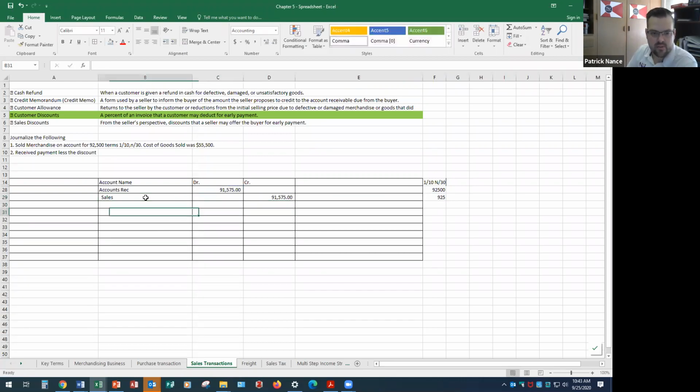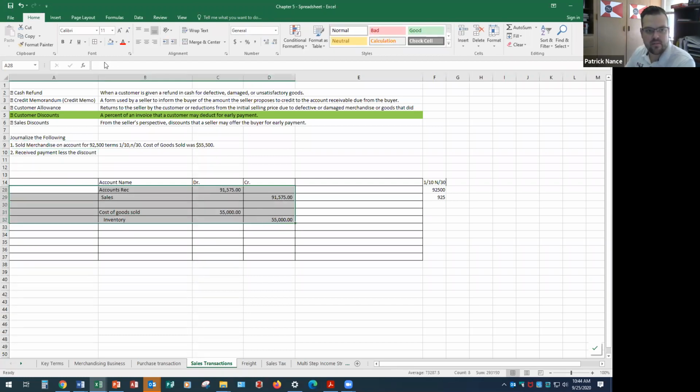And then remember, for a sales transaction, we always have two parts to it. I also need to record the cost of goods sold. Discounts don't affect the cost of goods sold. Cost of goods is exactly what it sounds like, how much it costs me, so it can't be affected by a discount. So $55,000, and that's an increase in my expense account, the cost of goods sold. And then I would credit inventory $55,000 to show that I no longer have that inventory. So this whole thing here is just part one of this question.